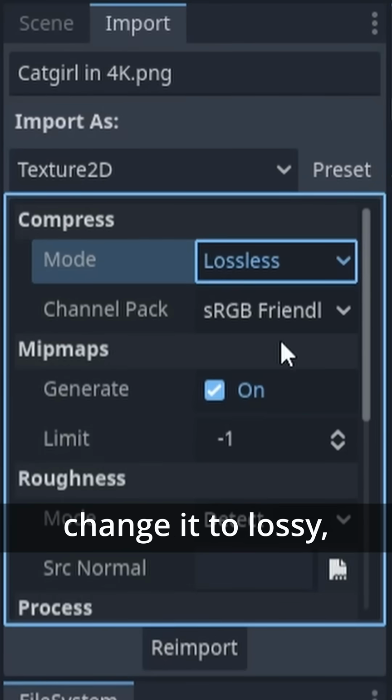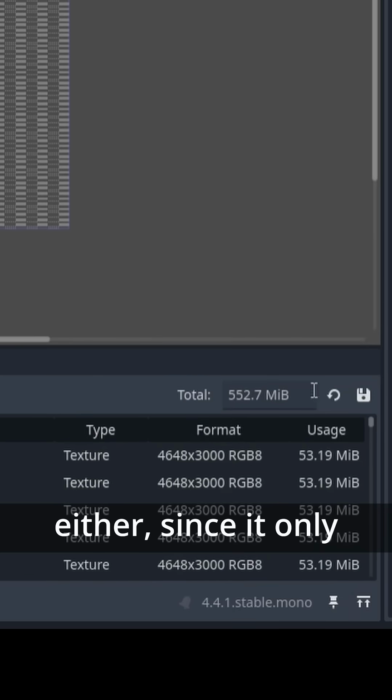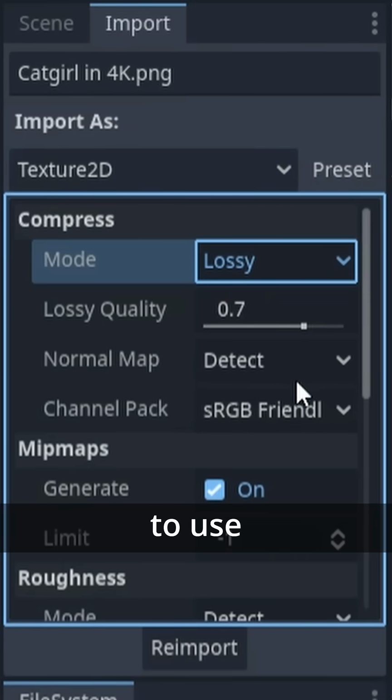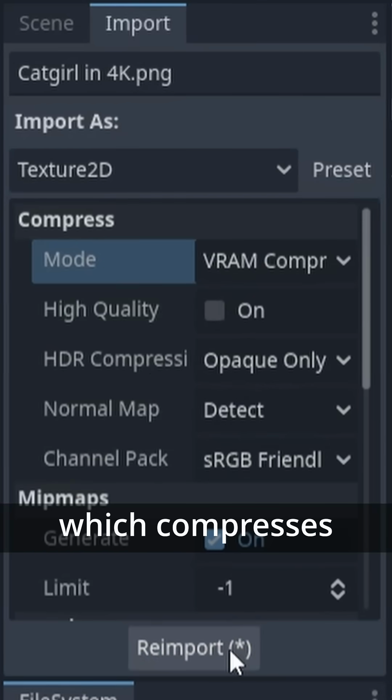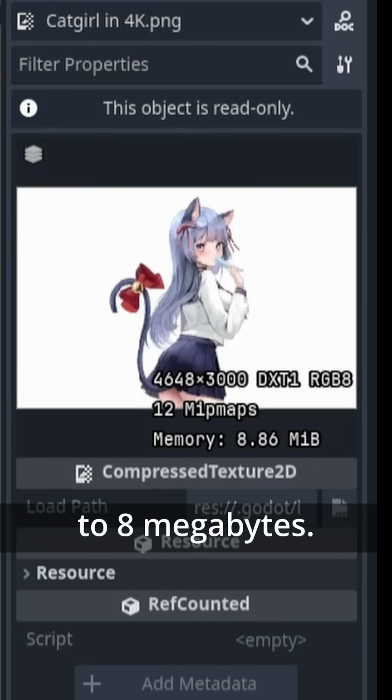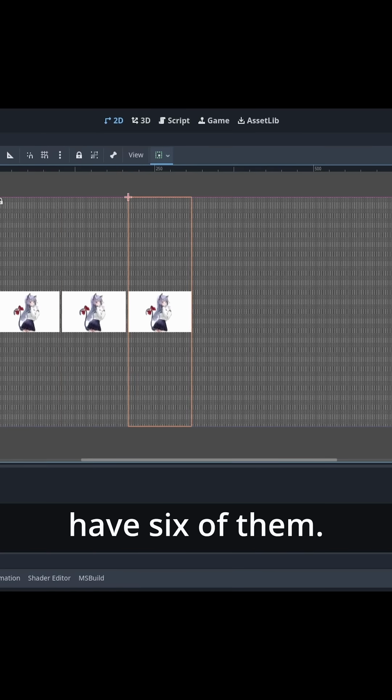You may think to change it to lossy, but this doesn't help either since it only affects how the texture is compressed on disk. The real solution is to use VRAM compression, which compresses the texture on your graphics card. This 50 megabyte cat girl just went down to 8 megabytes. Now I can have 6 of them.